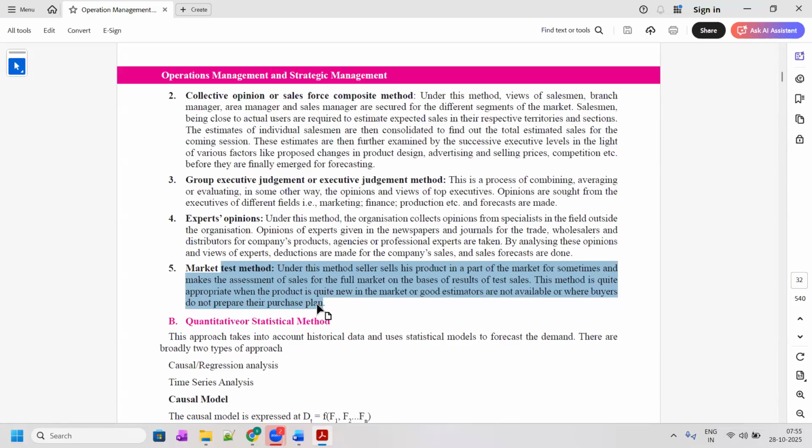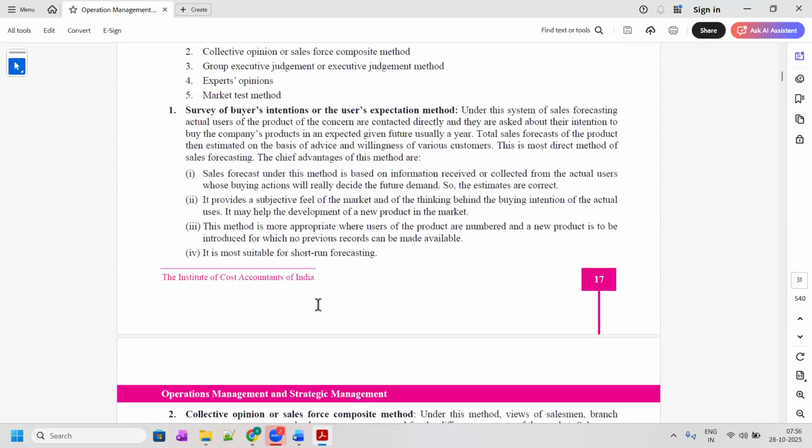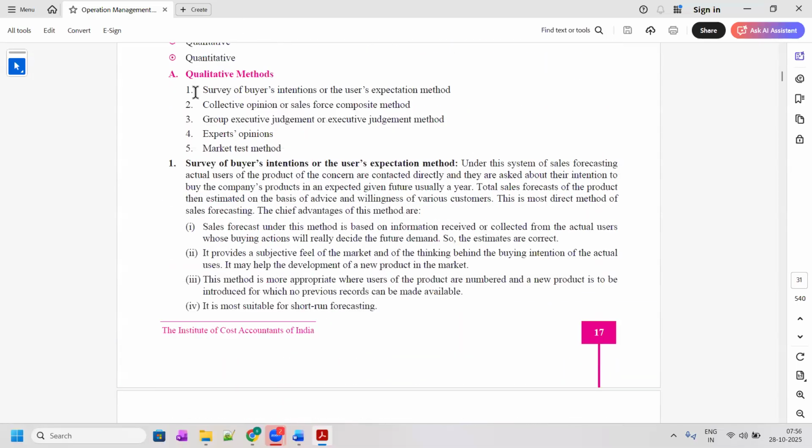Understood? Yes, sir. So can you just summarize these methods? We have in qualitative method we have five methods.